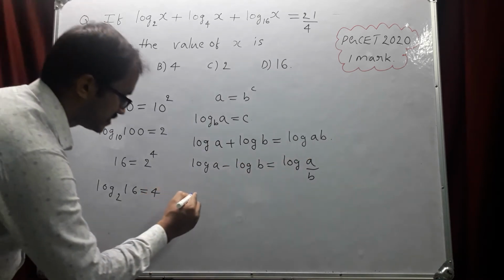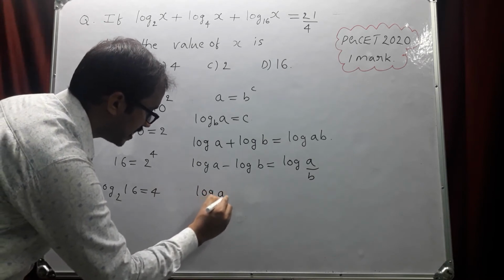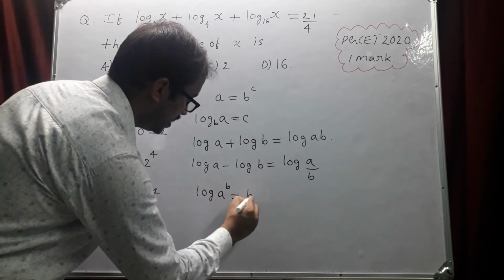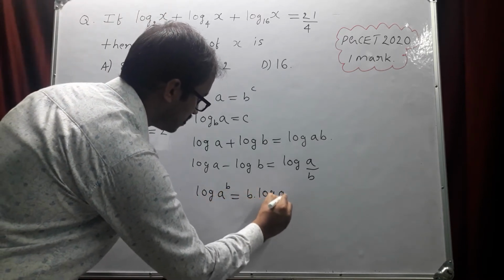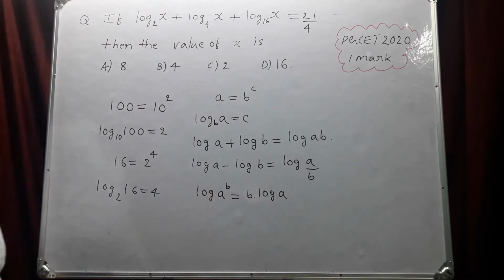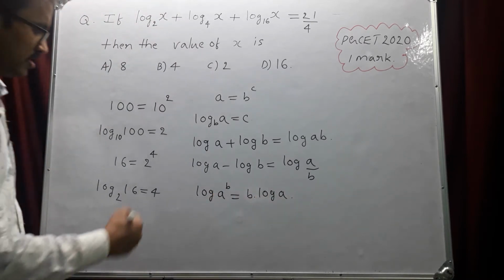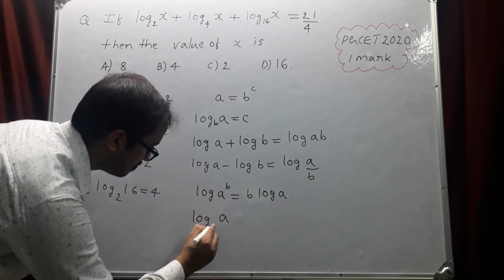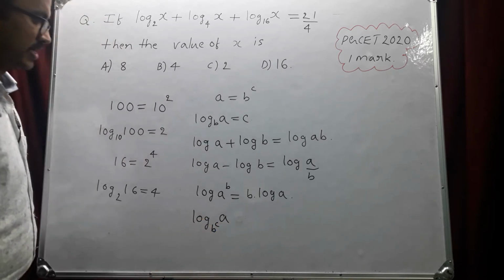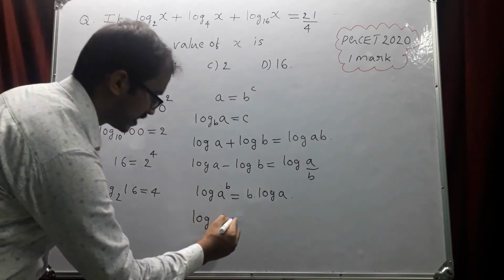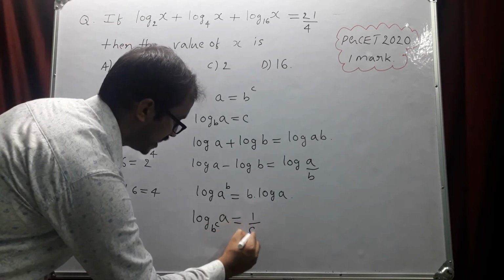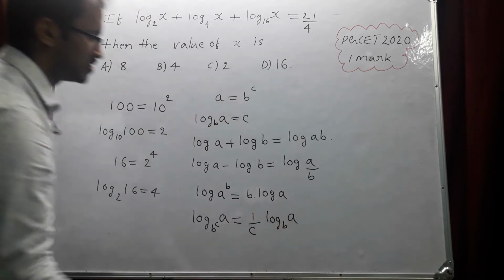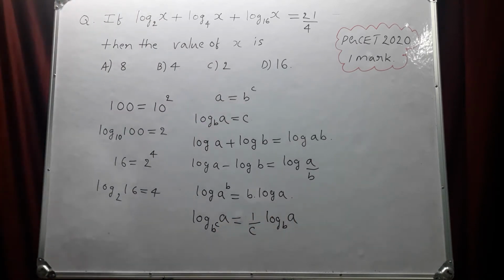One more property is log a power b. Log a power b, we can write it as b log a. Log a power b is equal to b log a. Again, log a to the base b power c, we can write it as 1 by c log a to the base b. So these are the properties you should remember.